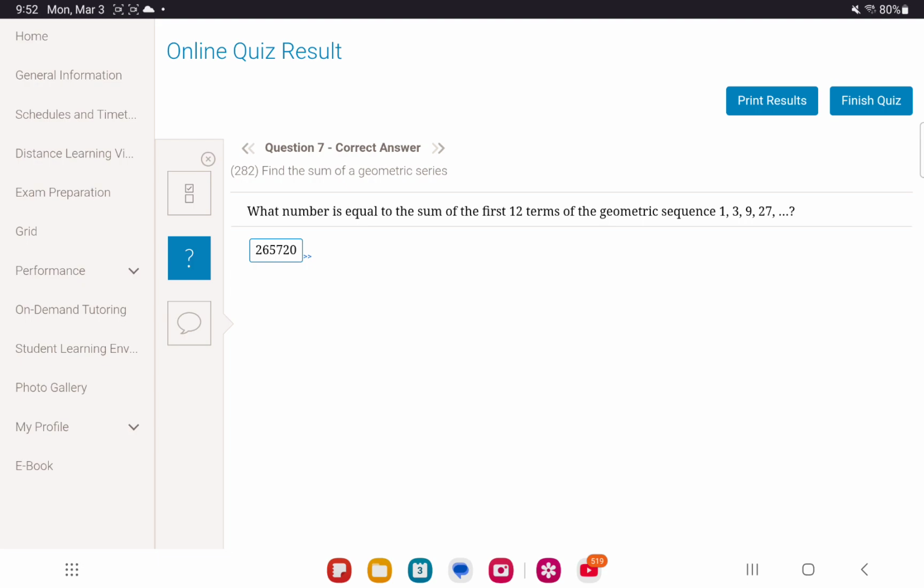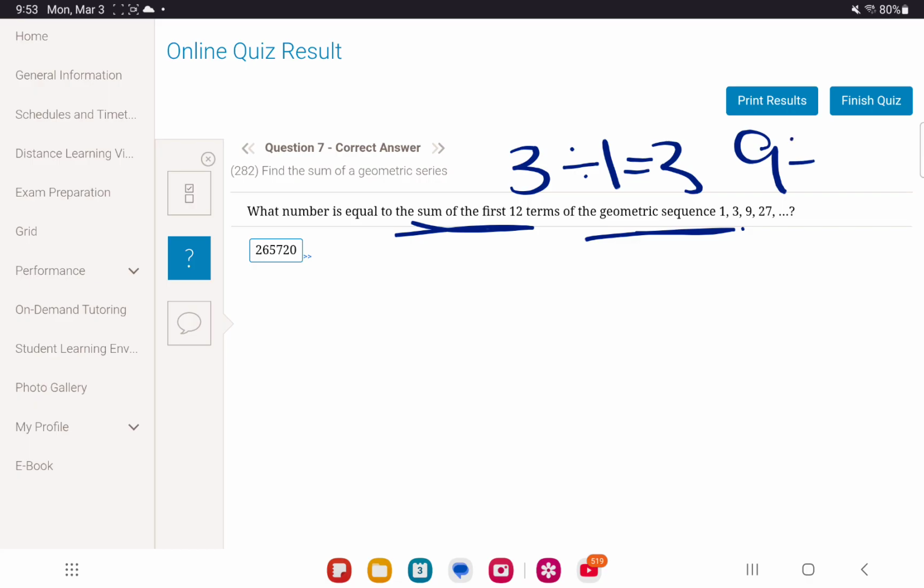Here, they want the sum of the first 12 terms of the geometric sequence. So we already know it's a geometric sequence, okay? Now, they didn't tell us the common ratio, so we need to find it. So we take a term divided by its preceding one. So 3 divided by 1, which is 3, or 9 divided by 3, which is 3. So our ratio is 3, okay?